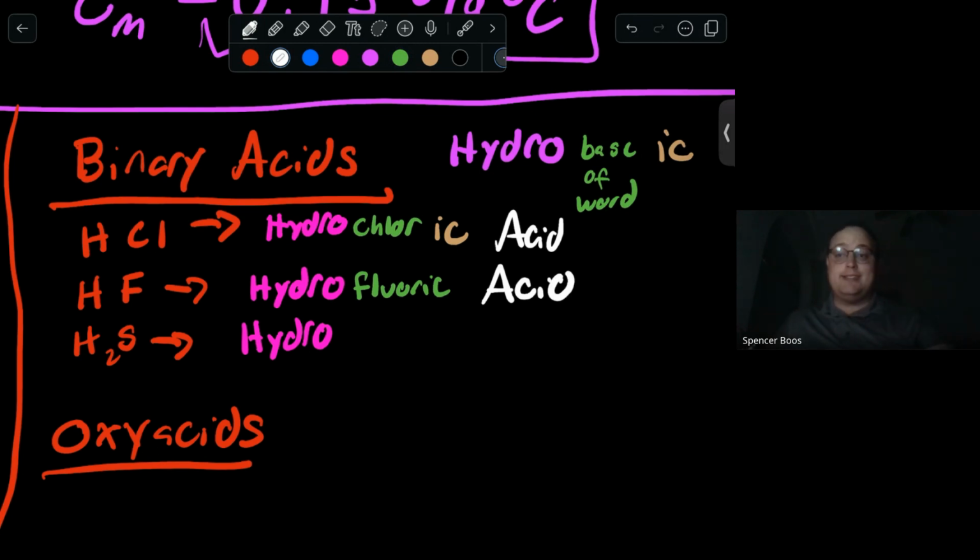For H2S, this one's a little bit more tricky because it is one of the two big exceptions to our naming rules. The sulfur's base is just sulfur. So it'd be sulfuric acid.